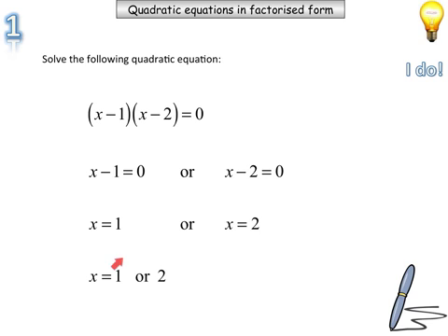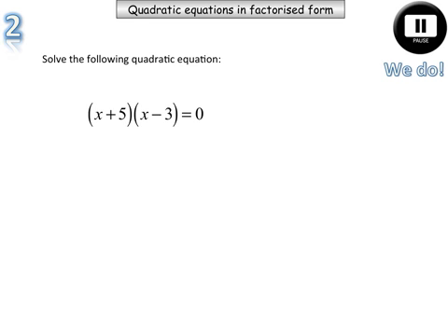So if I substitute 1 into my original equation, this will be 1 take away 1, that part's 0, and then 0 multiplied by anything is equal to 0. And if I substitute 2 into this equation, I'll have 2 take away 1, which is 1, multiplied by 2 take away 2, and that's 0. So then the product will be equal to 0. So we have two answers. It's 1 or it is equal to 2.